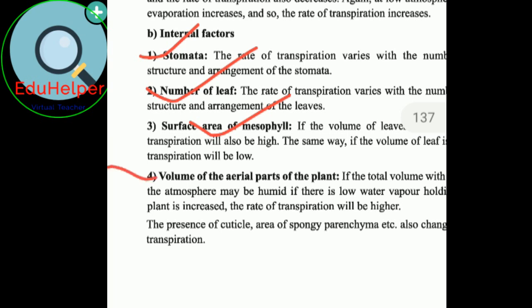If the total volume of all the aerial parts of a plant is increased, the rate of transpiration will be higher. The presence of cuticle, area of spongy parenchyma, etc. also change the rate of transpiration.